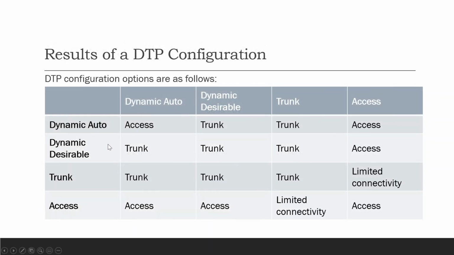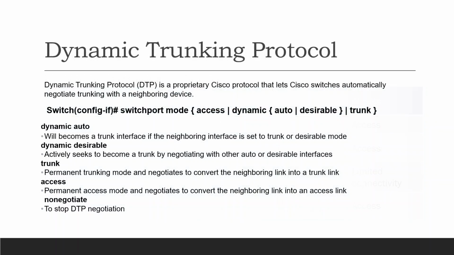So when we have both sides as dynamic auto, the interface is going to end up as a trunk link. Even if we have one side as dynamic auto and the other side as dynamic desirable, the interface will end up as a trunk link. But if you have both sides as dynamic auto, the interface is going to end up as an access port. The access port is an interface that carries traffic for a single VLAN, and the interface can be configured as a permanent trunk mode.